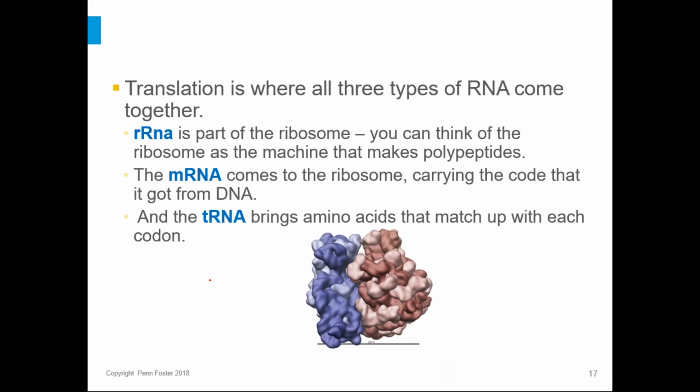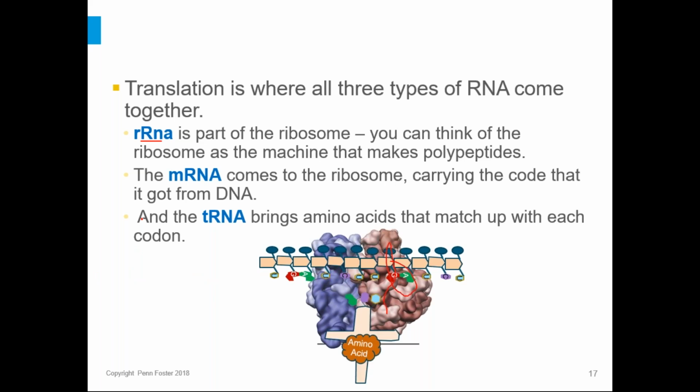Now, translation is where all 3 types of RNA come together. So remember, we said before, there's 3 types. Our RNA is part of the ribosome, so that's bunched up in here with some proteins. You could think of the ribosome as being the machine that makes polypeptides. Then you have the mRNA that comes to the ribosome carrying the code from the DNA. And then you have tRNA that brings in amino acids. And they have to match up with each codon.